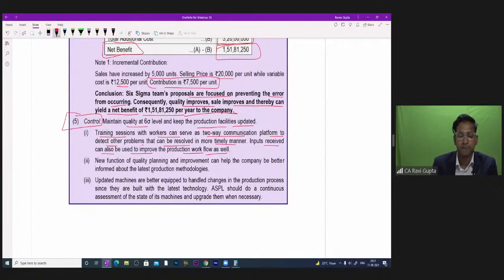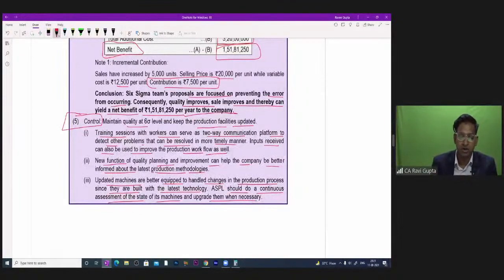workflow as well. New function of the quality planning and improvement can help the company be better informed about the latest production methodologies. Updated machines are better equipped to handle changes in the production process. Since they are built with the latest technology, ASPL should do a continuous assessment of the state of its machines and upgrade them when necessary.